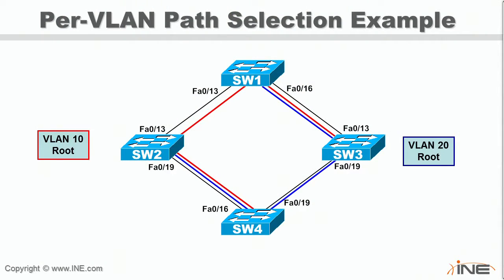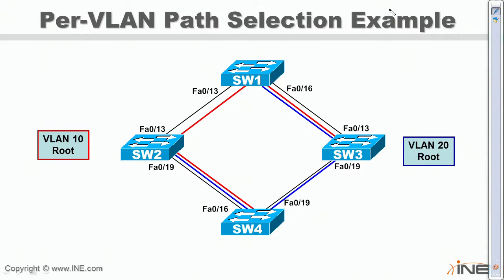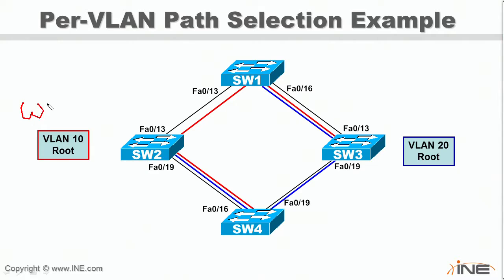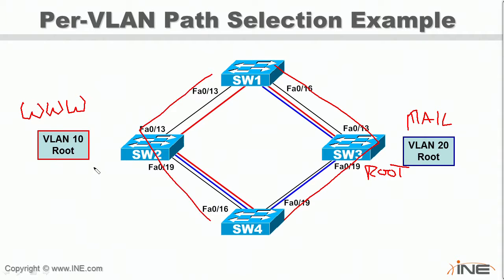Where again, the overall idea behind this is that depending on what the physical layout of your network is, maybe you have web servers in VLAN 10 and you have your mail server in VLAN 20, where I may want the VLAN 20 traffic to be using switch 3 as the root, but for VLAN 10 I want switch 2 to be the root, because that's more natural based on however I have the network physically configured.